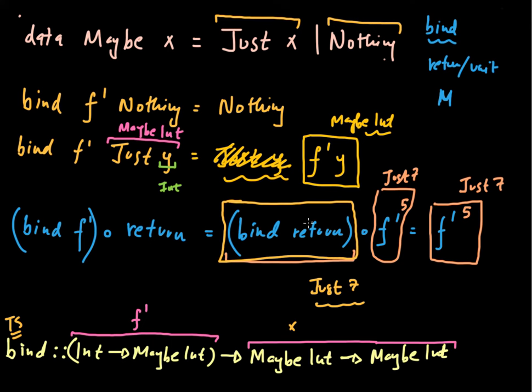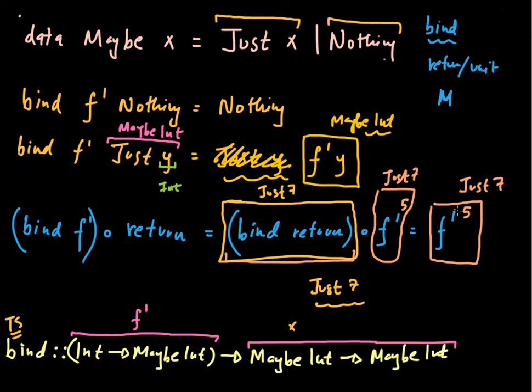But I really want, in this case, that if it takes in just 7 as an input, the output must be just of 7. And why is that? The output of this yellow box must be just of 7, because bind return function composition with f prime should be equal to f prime.